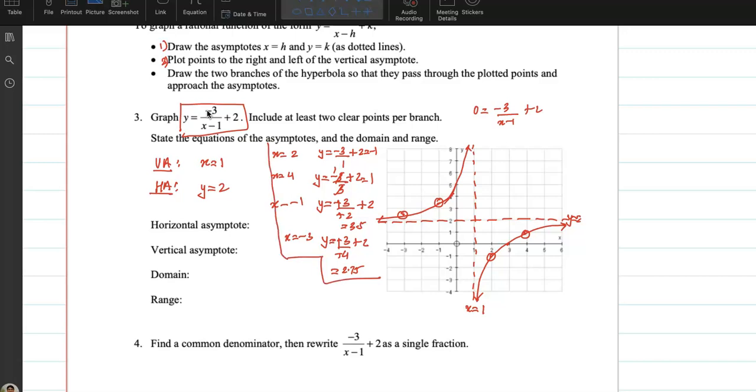So what's your horizontal asymptote? In this case, y is equal to 2. Vertical asymptote? x is equal to 1. Domain? x belongs to the set of real numbers, so x cannot be equal to 1, correct? Range? y cannot be equal to 2.